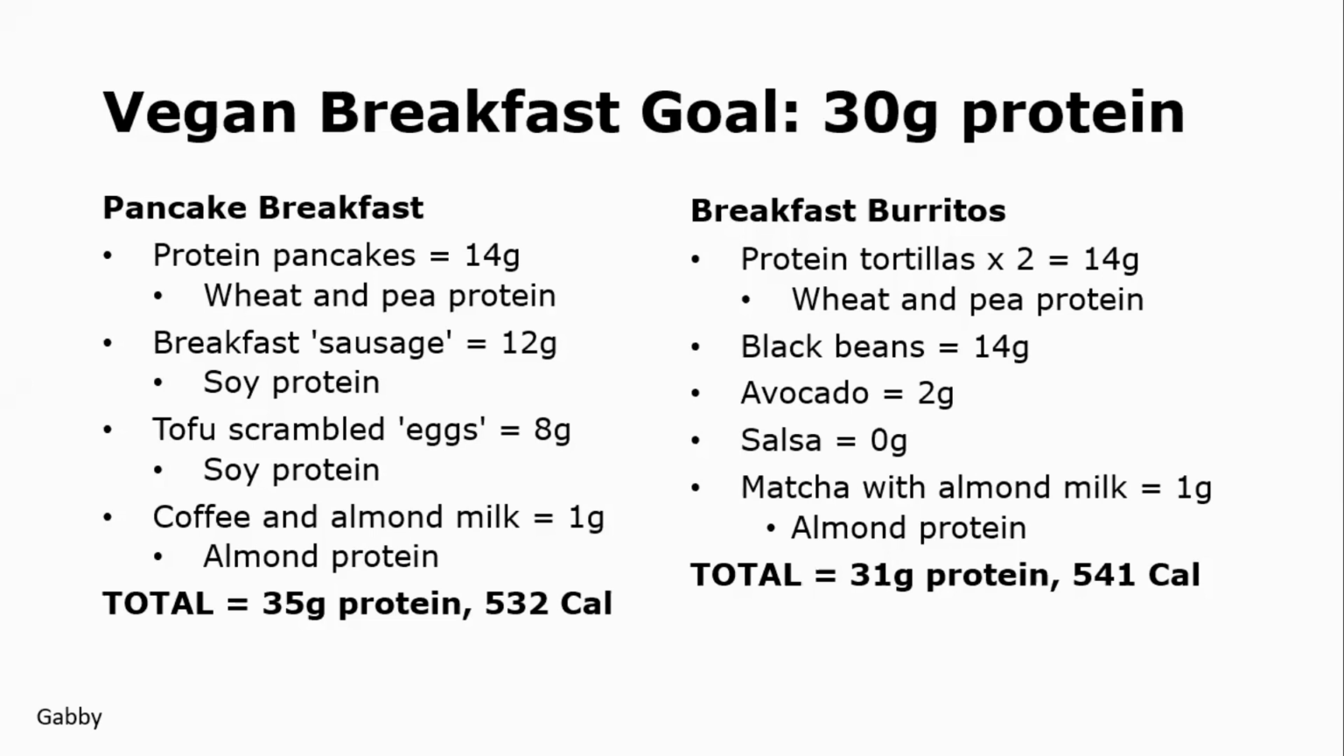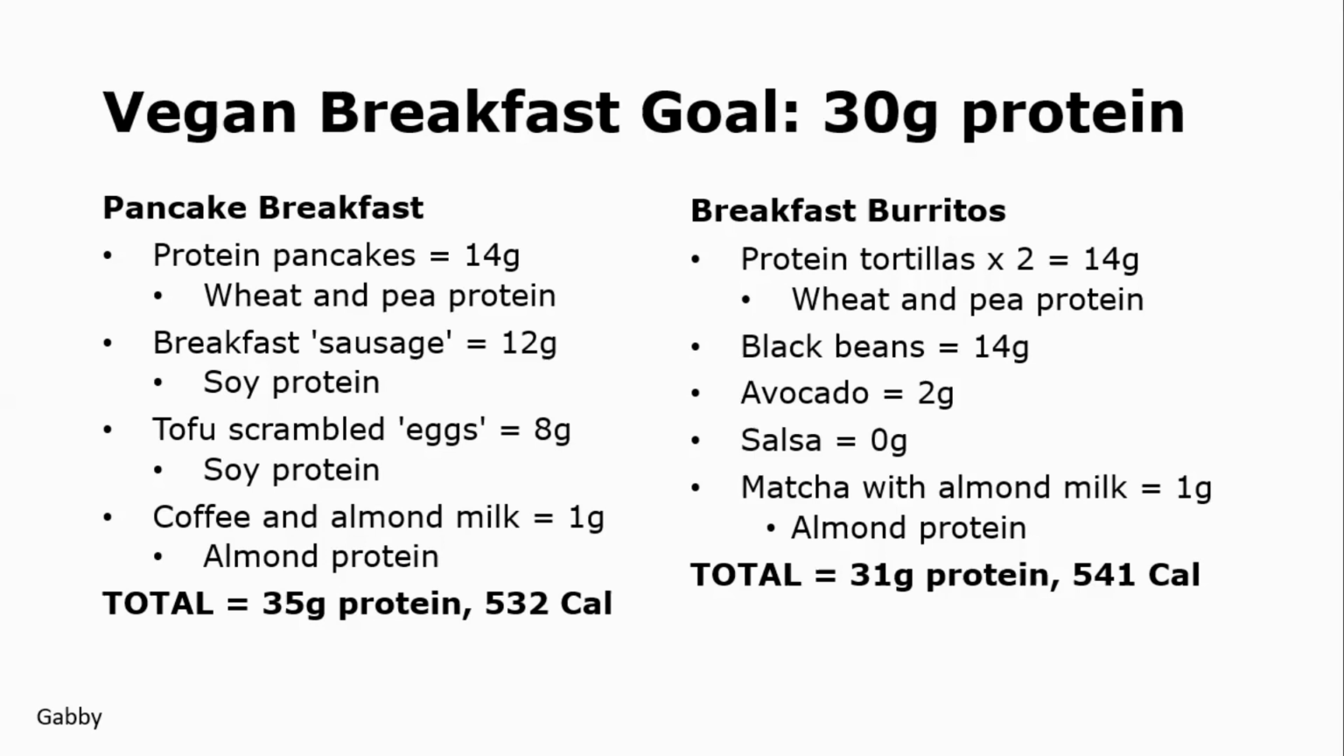Like we already talked about, the breakfast sausage with soy protein is a complete protein along with the tofu. But when we look at the protein pancakes, we see that it is wheat and pea protein combined. Like we said before, grains and legumes like wheat and peas combine together to create a complementary complete protein.